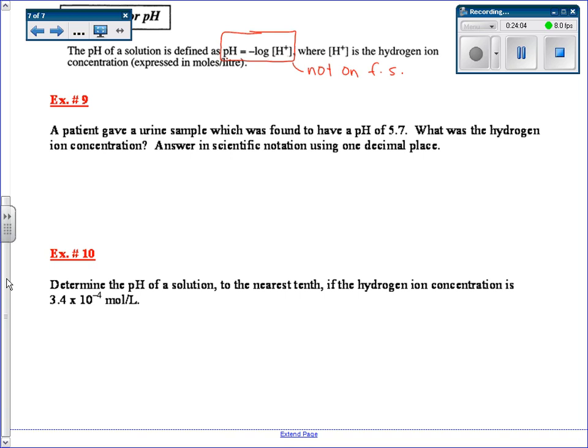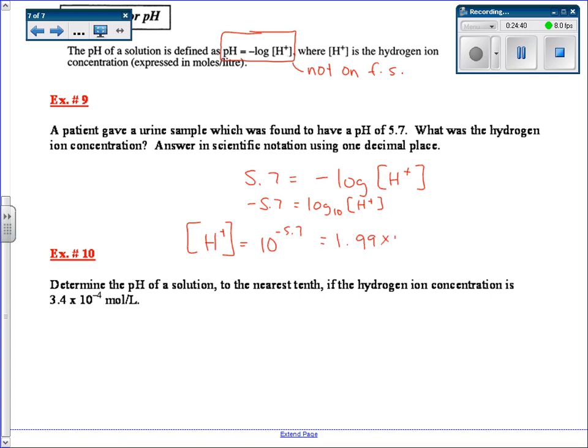So a patient gave a urine sample which is found to have a pH of 5.7. We want to know what is the hydrogen ion concentration. So we have 5.7 is equal to negative log of the hydrogen ion concentration. We want to solve for the argument, which means we need to convert this to exponential form. So we're going to move that negative onto the other side. So negative 5.7 is equal to log, remember this is base 10, of H. So we're just going to have 10 to the negative 5.7 is equal to the hydrogen ion concentration. And if we put 10 to the power of negative 5.7 in our calculator, we get 1.99 times 10 to the negative 6, which to 1 decimal place would be 2.0 times 10 to the negative 6 moles per liter.